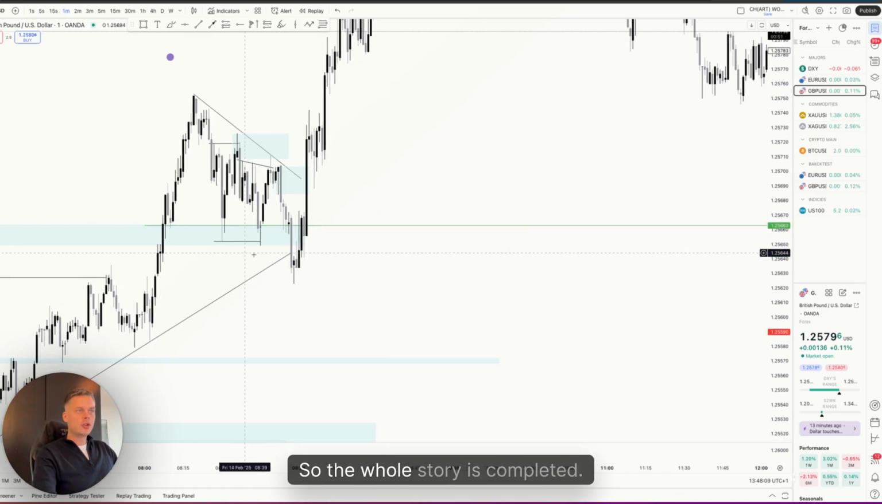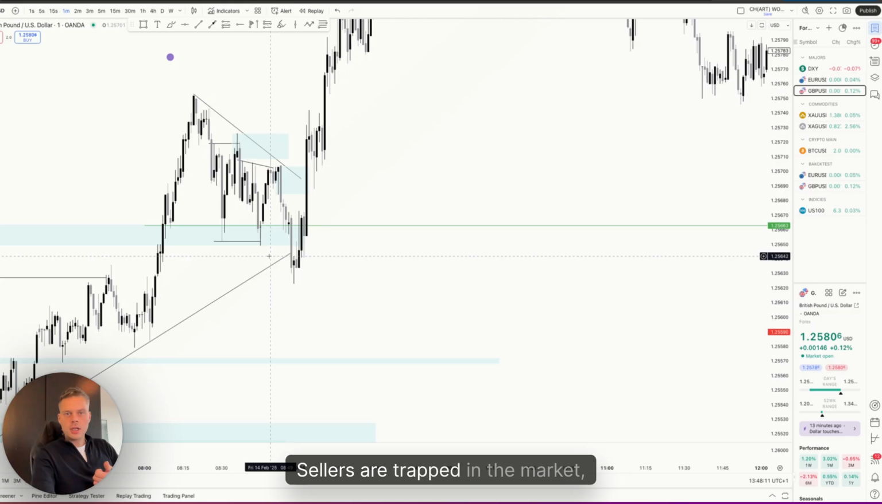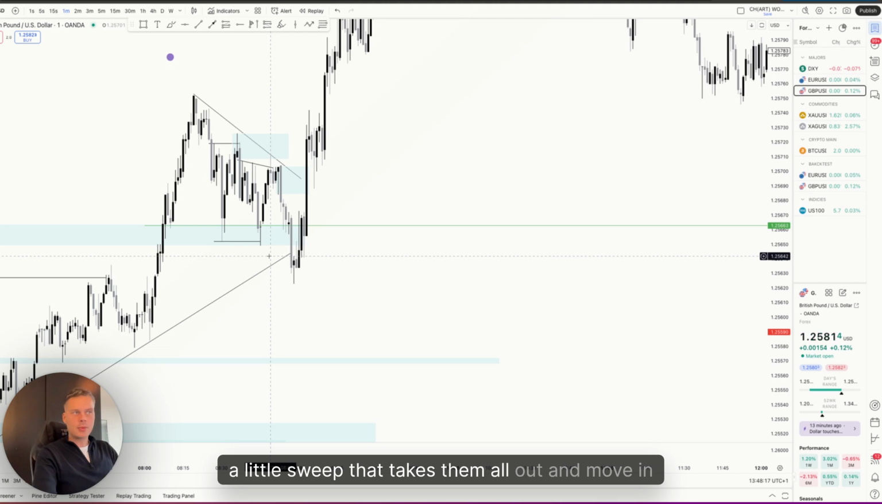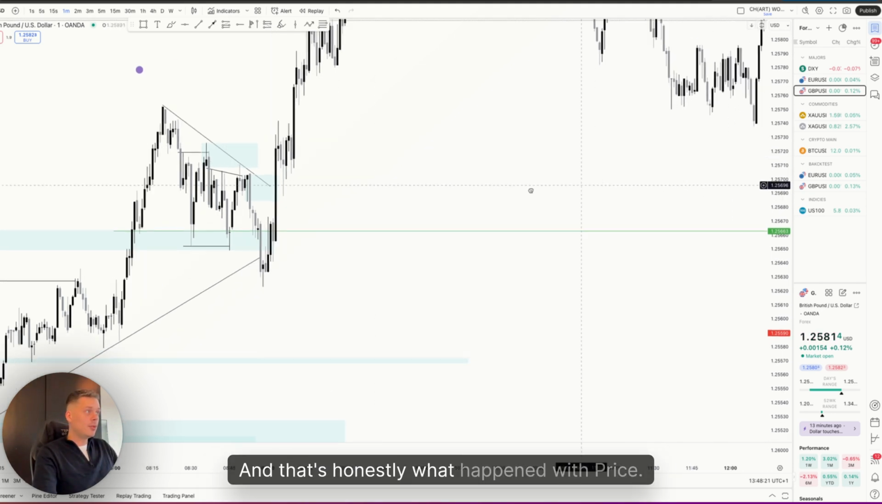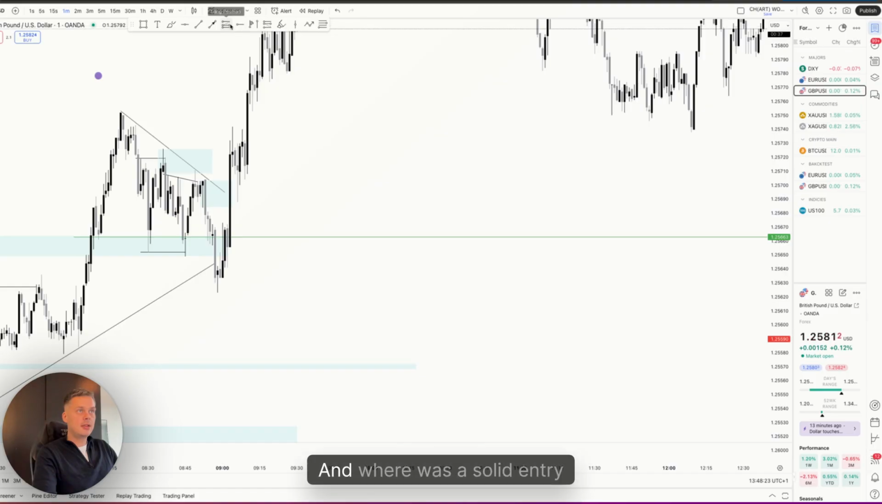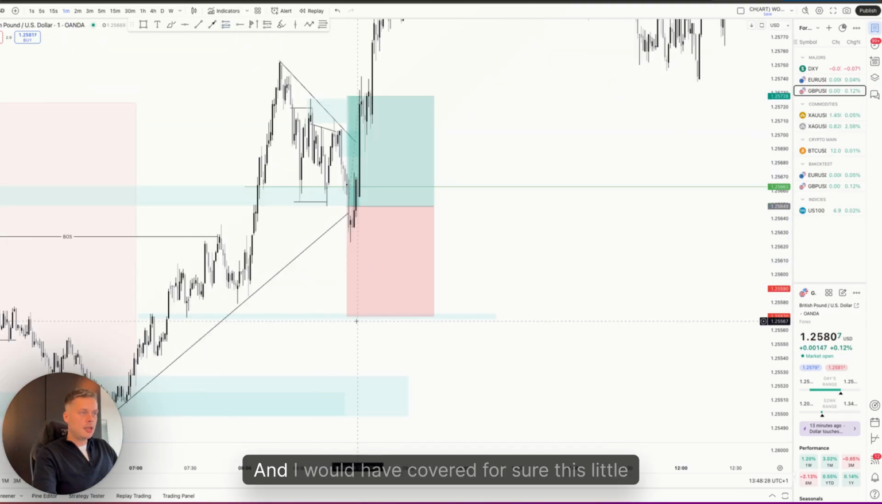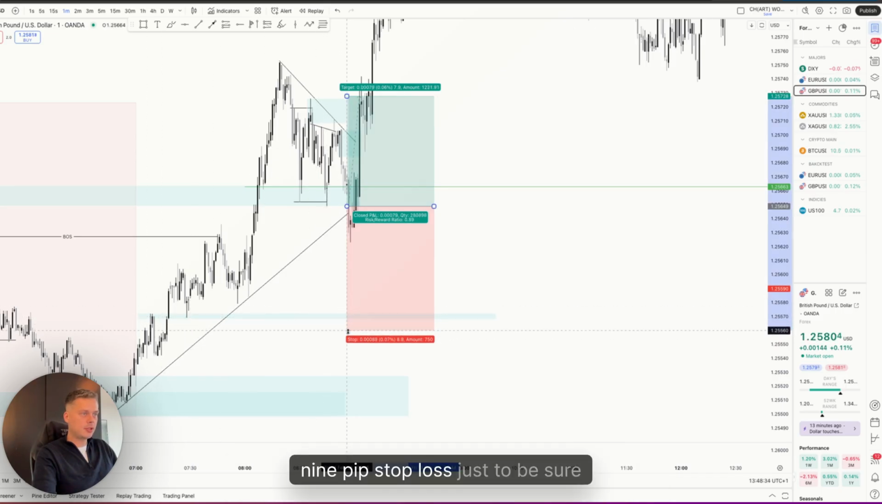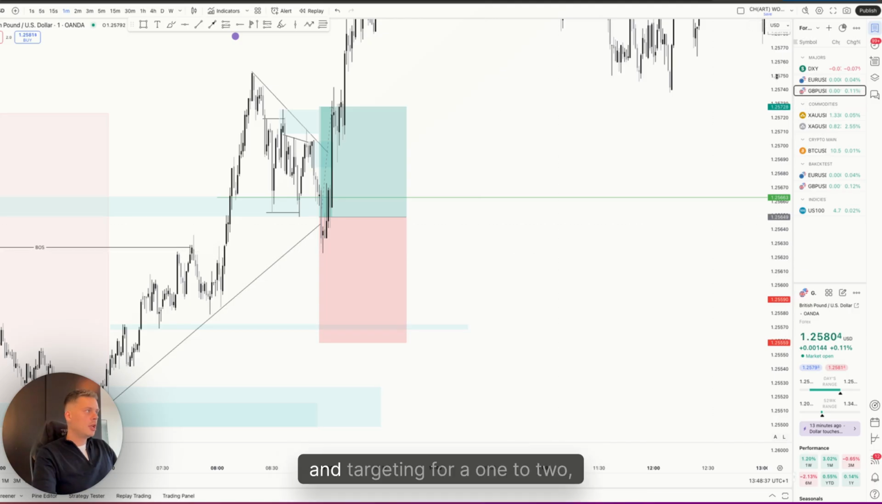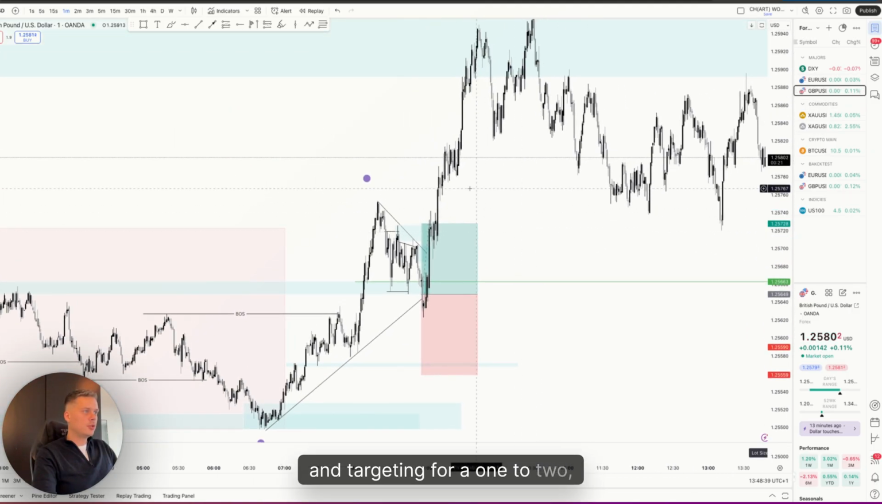So the whole story is completed. Sellers are trapped in the market, buyers are trapped in the market. Now we wait for that little inducement, that little sweep that takes them all out and moves in the opposite direction. And that's honestly what happened with price, right? And where was a solid entry? Here. And I would have covered for sure this little support and resistance area with, let's say, a 9 pip stop loss, just to be sure, and targeting a 1 to 2.